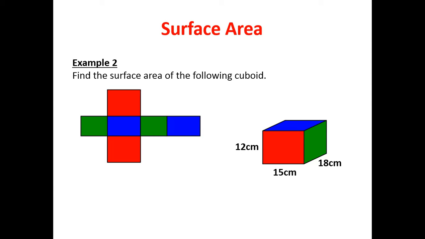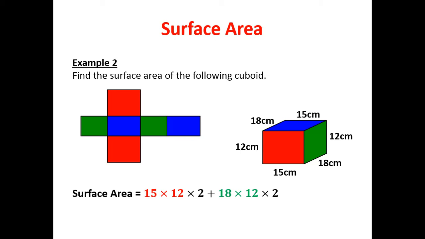Alright, I'm going to add in a few extra numbers to make this a bit easier. So we've got 15 as the base. We've got the height of 12 and we've got a depth of 18. Alright, so let's work out the surface area. Well, we're going to start with the red sides. The base is 15 and the height is 12. But there are 2 red sides, so I'm going to multiply it by 2.